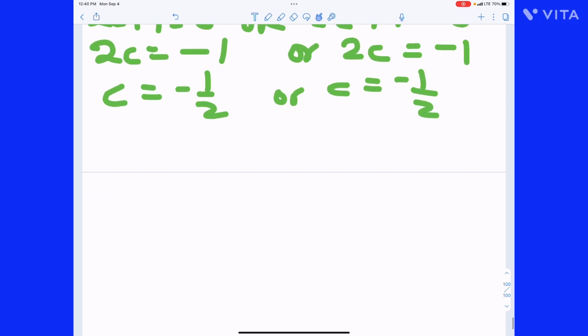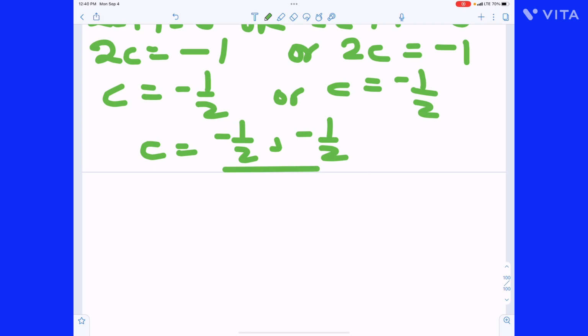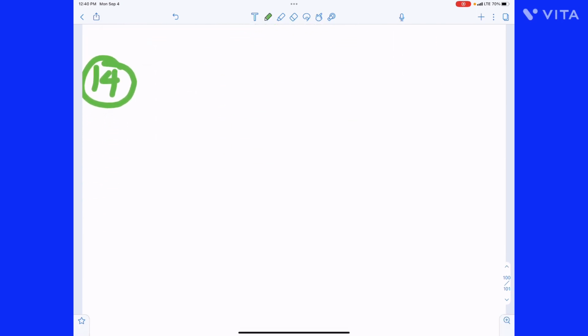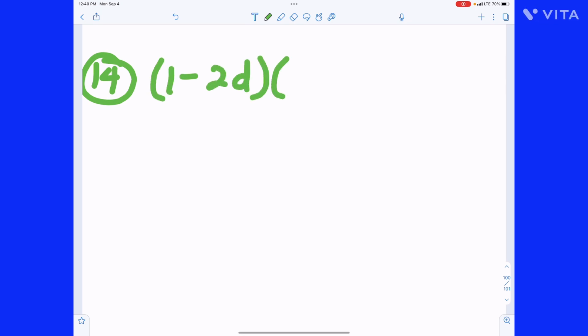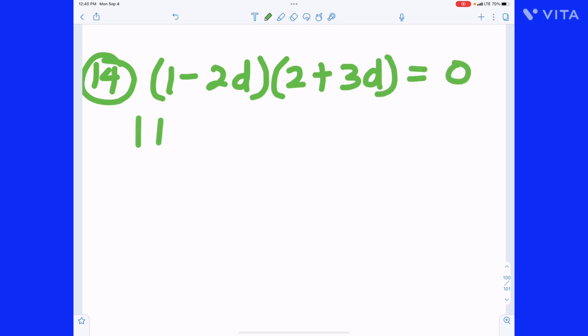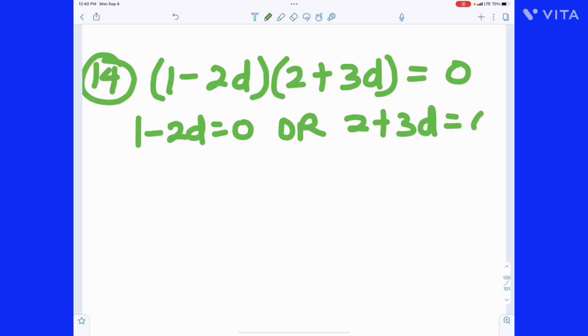We put the answer together. You get c is minus 1 over 2, comma. Number 14: (1 over 2d, 1 minus 2d) or (2 plus 3d) equals 0. So 1 minus 2d is 0, or 2 plus 3d is 0. This gives us minus 2d is 0 minus 1.